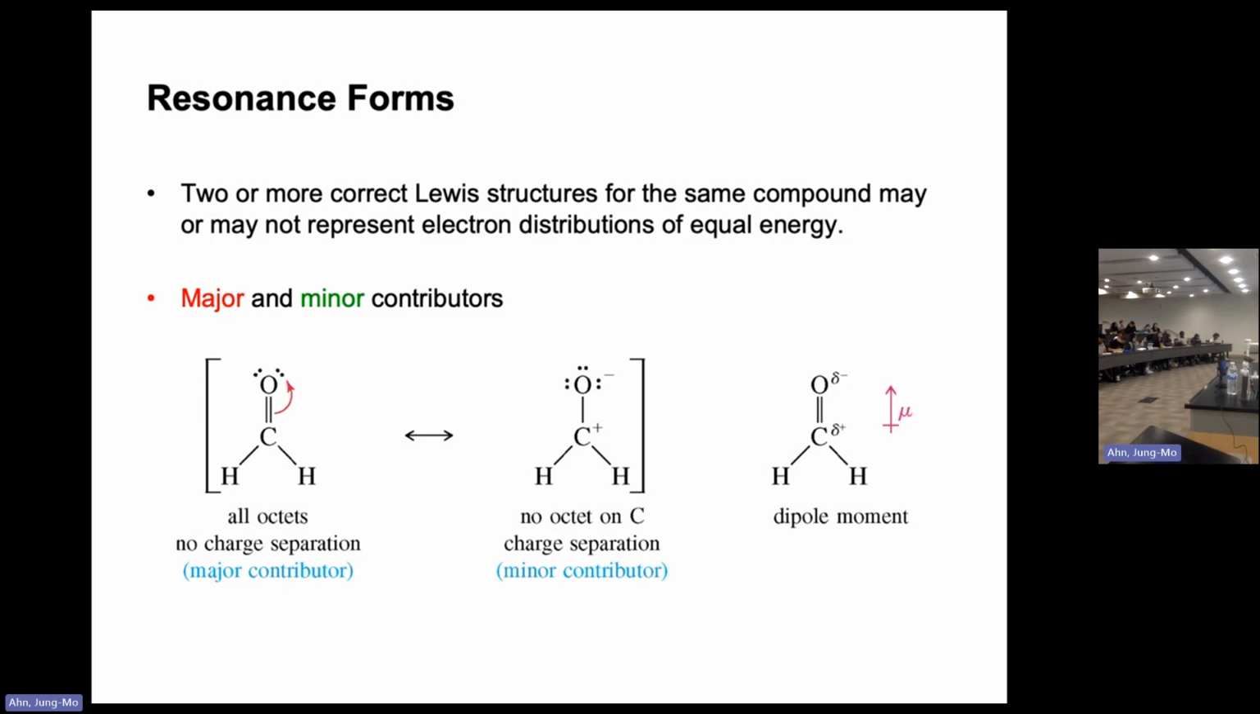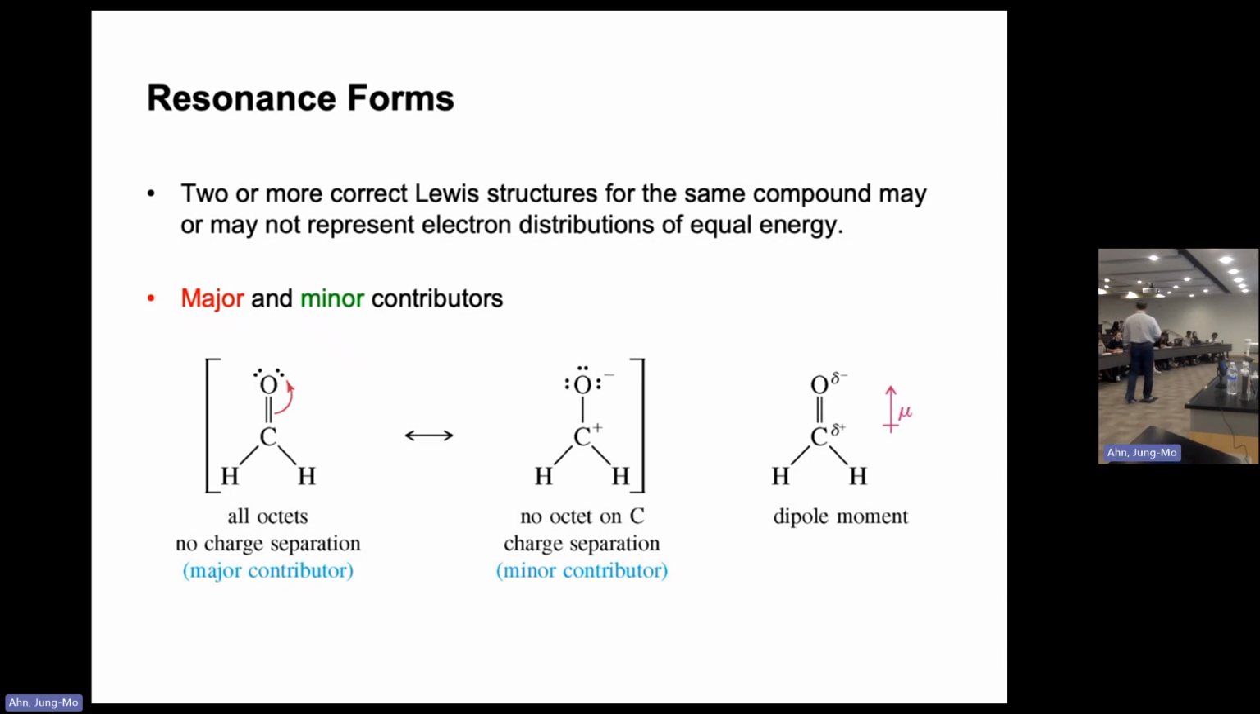If it's such a negligible amount, then why do we need to talk about the minor contributors? The major contributors basically tell us what the structure should look like, but why do we care about the minor contributors? The reason is that these minor contributors, even though they are only a small fraction, explain the properties of the molecule. What do you see in this form compared to that? You see the charge separation between the oxygen and carbon. It's a positive charge on carbon. The carbon becomes electron deficient.